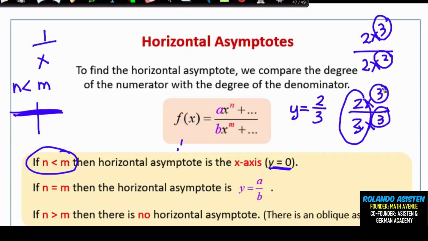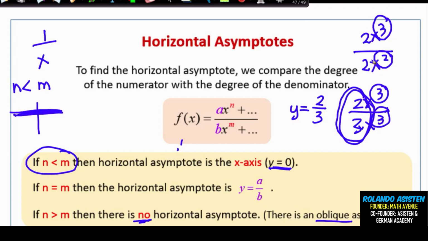So again, when the degree of the numerator and the degree of the denominator are the same, meaning the highest exponents are the same, then the horizontal asymptote is just the ratio of their respective coefficients. When the degree of the numerator is greater than the degree of the denominator, as in this case, you have 3 greater than 2, then there is no horizontal asymptote. Instead, what we have is what we call the oblique or slant asymptote.